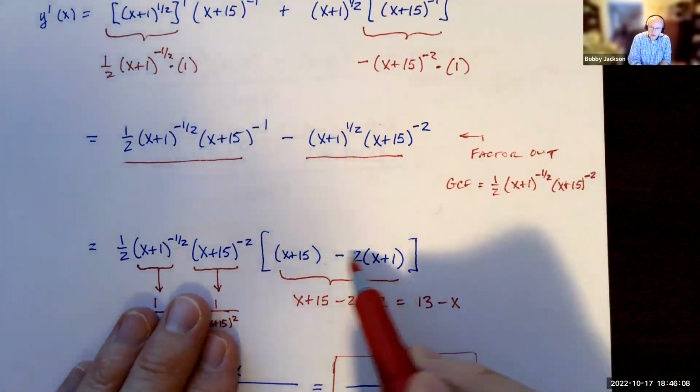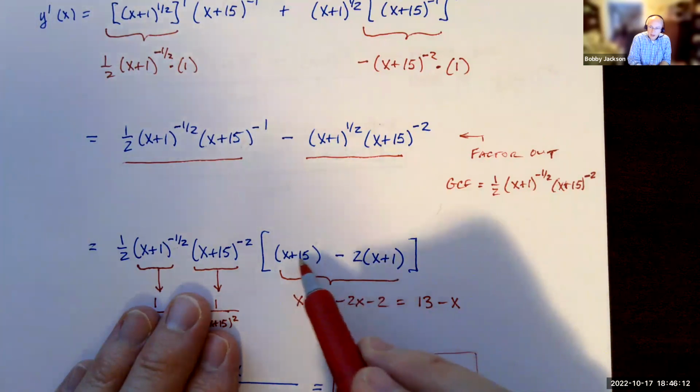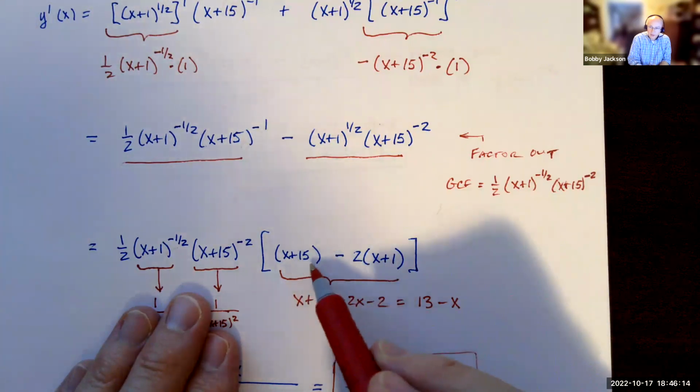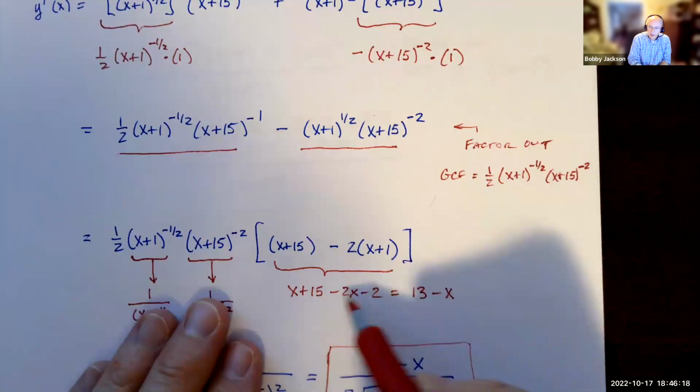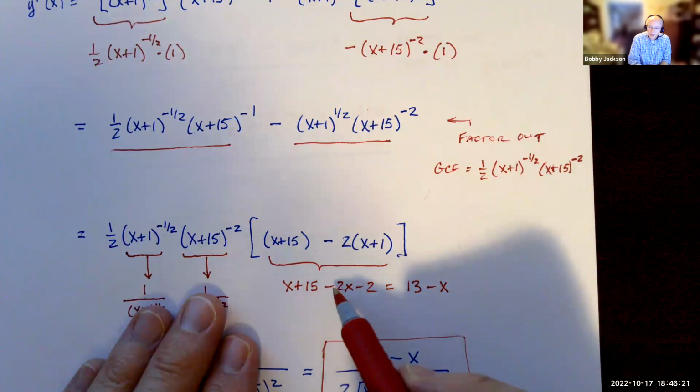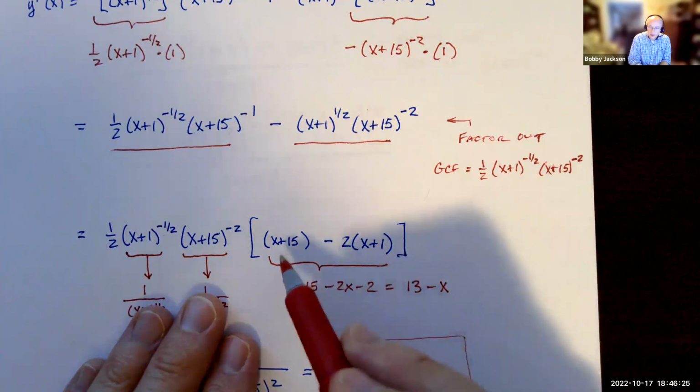So notice here, there's no fractions, no exponents that are negative. I can simply simplify. All right, x plus 15, distribute this negative 2x minus 2, and then 15 minus 2 is 13. X minus 2x is negative 1x. So I get 13 minus x in here.